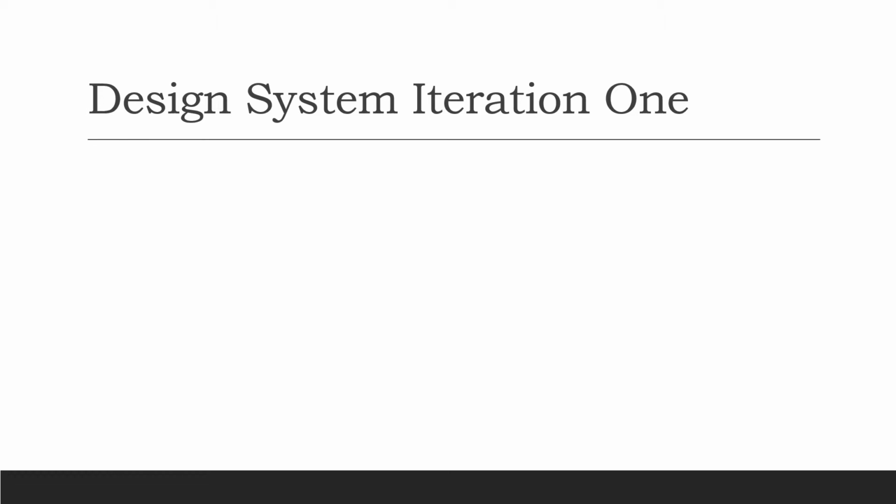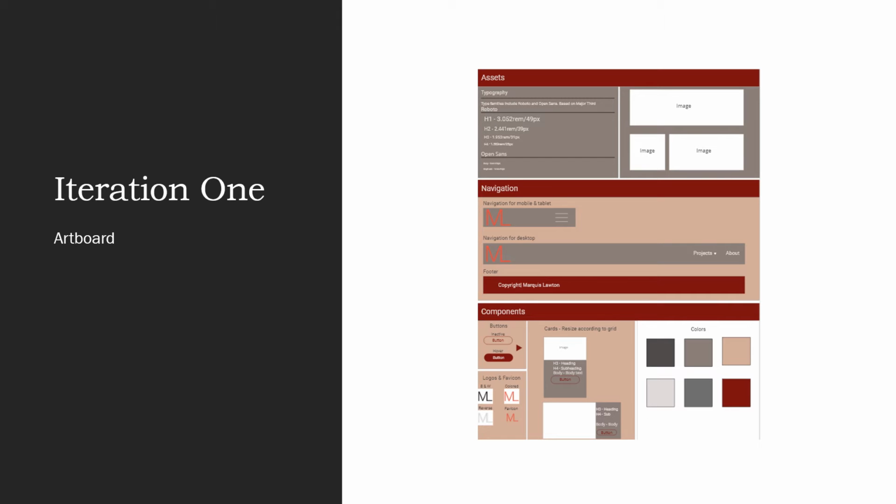Design System Iteration 1. I wanted to go through the different iterations of my design system to show you how my portfolio evolved into what it is today. This is my artboard for iteration 1. I used a rose colored background and a dark red color for the nav bars. I tried to use a lot of grays and neutral colors as well, but the contrast didn't really work for the system.